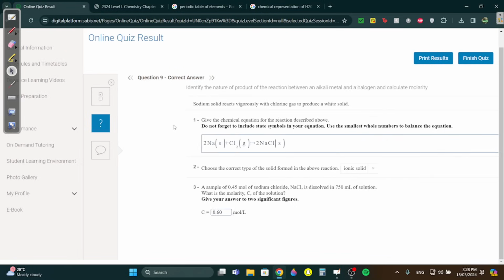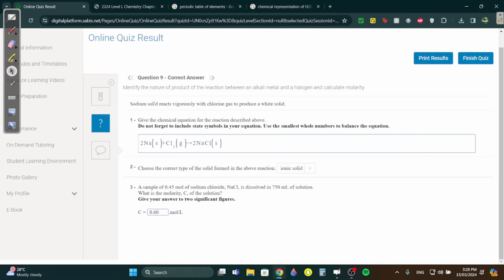Question 9. Give the chemical equation for the reaction of sodium with chlorine gas. Sodium is Na plus Cl to produce a white solid, which is obviously NaCl. Let's balance this. Cl is always Cl2, right? I should have written Cl2. Na is a solid since it's an alkali metal. Cl2 is a gas, chlorine gas. NaCl, they said it's a white solid, so it's solid. Let's balance it. 2Cl here, that means you have to put 2 NaCl. Since there's 2 sodium now, you have to put 2 Na. So this is how it is balanced.